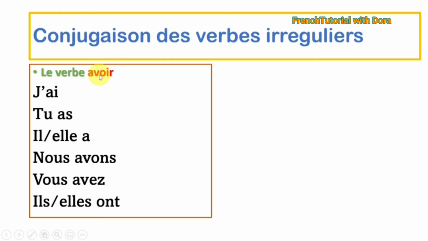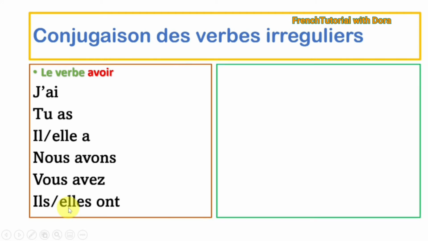I'll read it again. The verb avoir, which is the verb to have. J'ai. Tu as. Il a. Elle a. Nous avons. Vous avez. Ils ont. Elles ont. Très bien. That's the verb to have. I have. You have. He has. She has. It has. We have. You have. They have. Masculine, feminine.